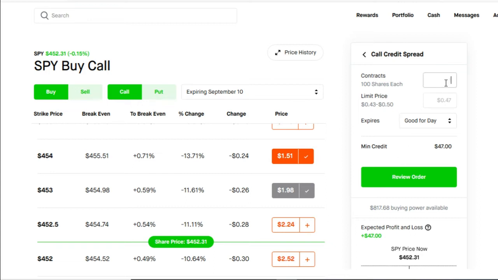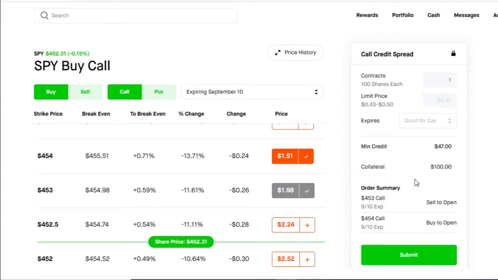So we're going to go ahead and select the amount of contracts we want, which is 1. We're going to hit review, and you're going to get the summary of the spread. So now you have the summary. Right away, once you do a call credit spread, you're going to receive a minimum credit. That minimum credit is yours to keep no matter how the trade goes. In order for you to do the spread, you're going to need to leave collateral. Your collateral is going to be $100 in this occasion, and your collateral is going to be the distance between the spread. Now, at the bottom, the order summary tells you what you did in order to open this spread. So you sold at 453 and you bought at 454.